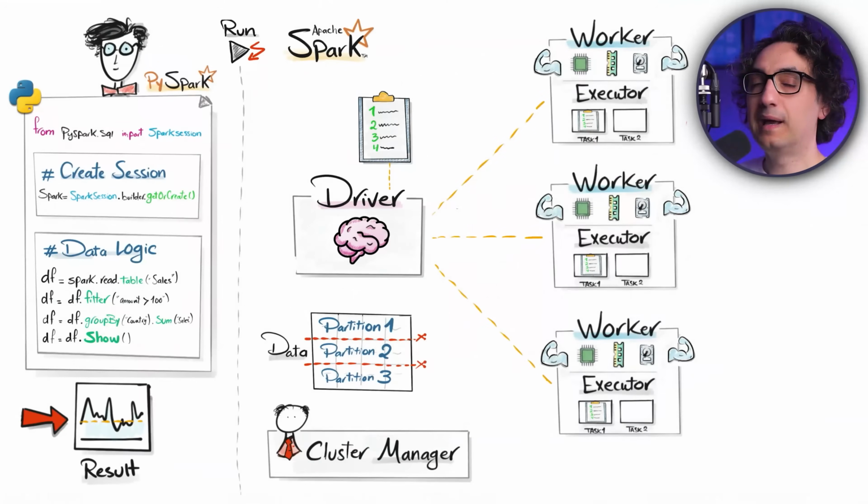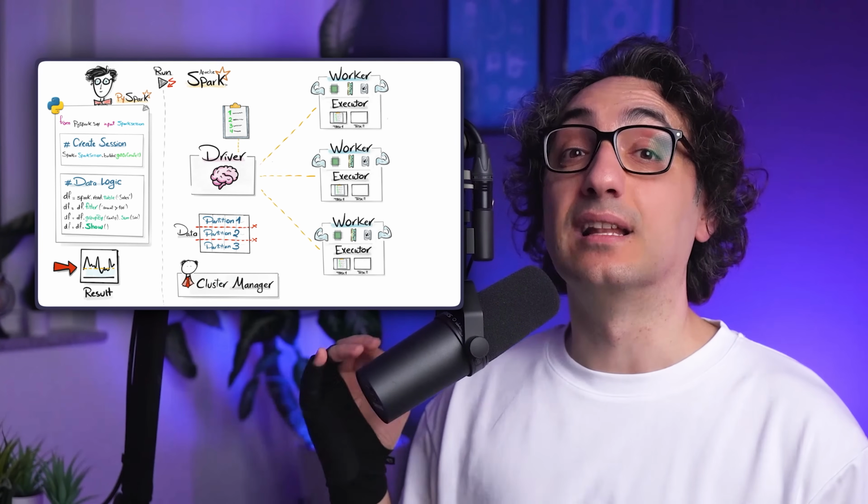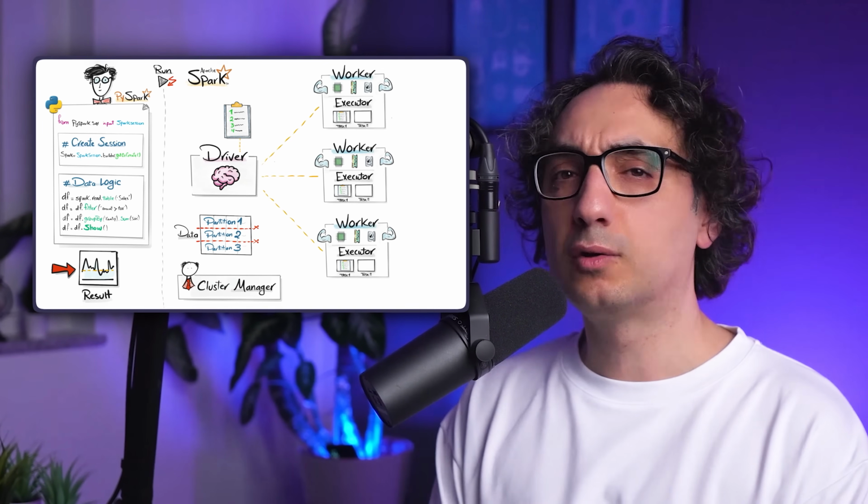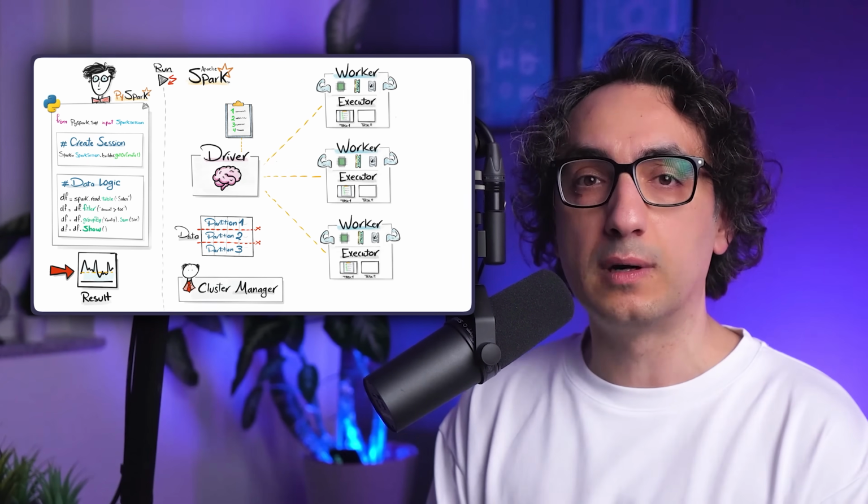That's it. Now by looking at the Spark architecture, I can say the whole thing, the driver, workers, executors, the manager, we call the whole thing a cluster. So a cluster is simply a group of machines that work together as one system.